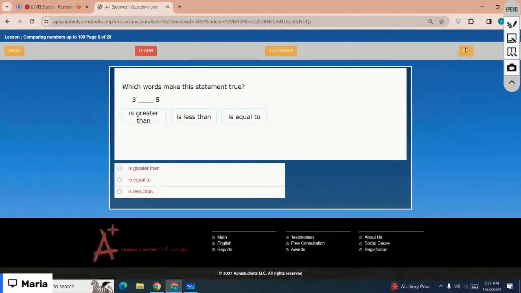Which words make the statement true? 3 and 5, which is the correct option? 3 is, yes, less than 5. The correct option is less than.